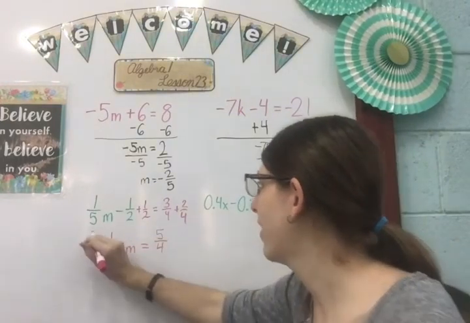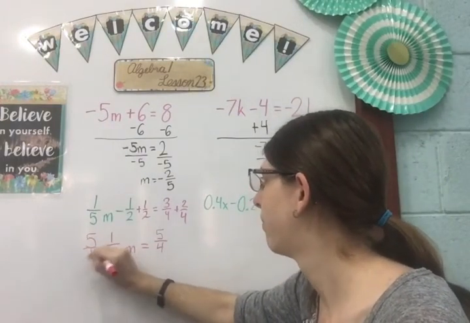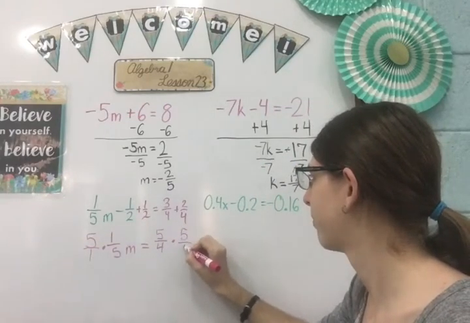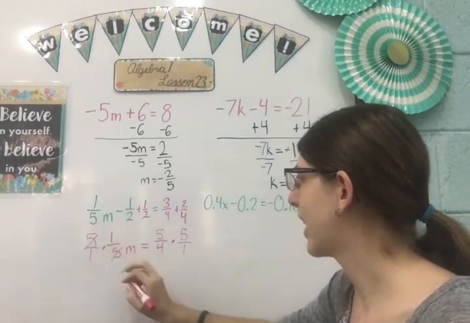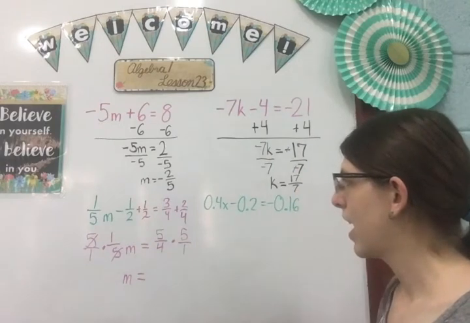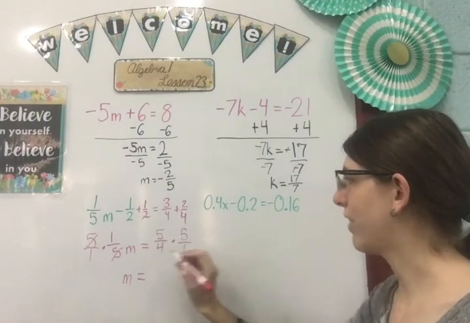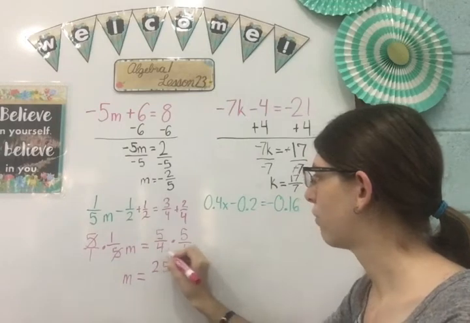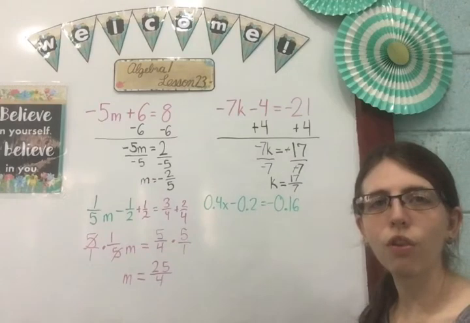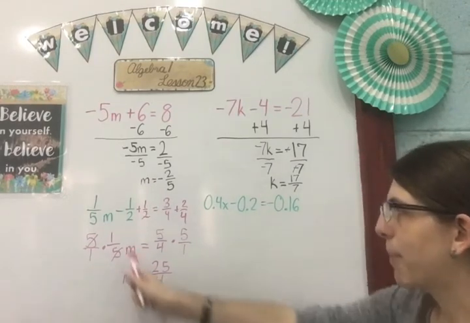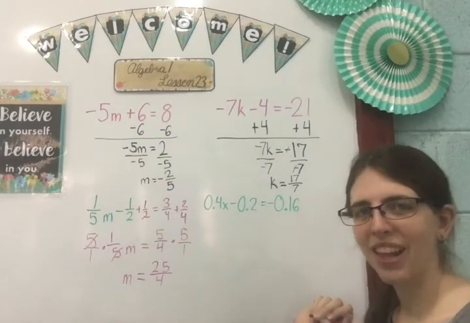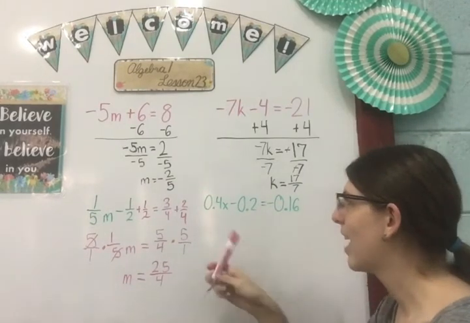To get rid of 1/5, I'm going to multiply it by its reciprocal. So I have to multiply this side by its reciprocal. Over here, the 5's cancel out, so I have m left. I can't cancel anything over here. 5 times 5 is 25. 4 times 1 is 4. So I have 25 over 4 as my answer. Check it by putting 25 over 4 in place of m and do the math. All right, let's do one more before you go to your practice.